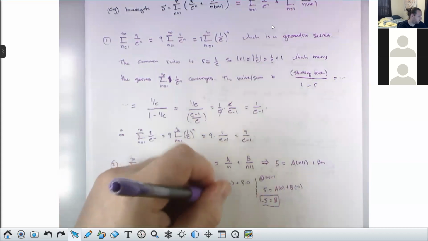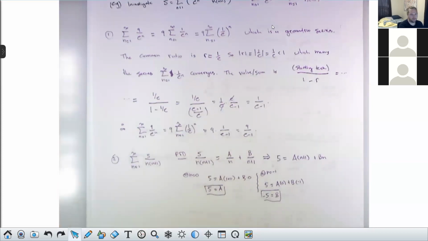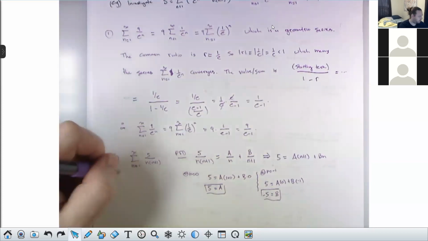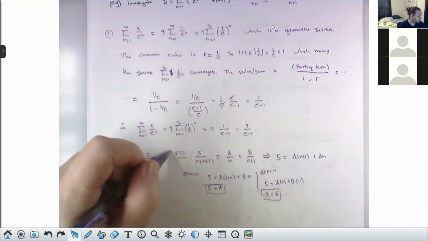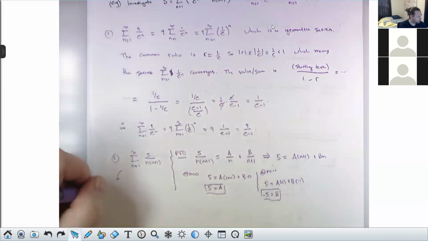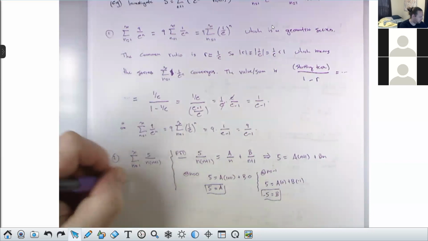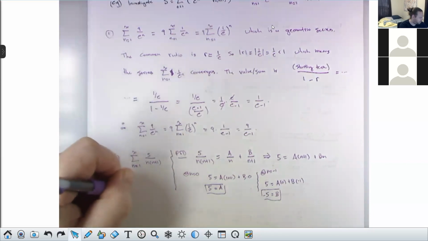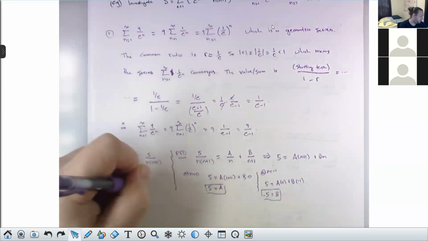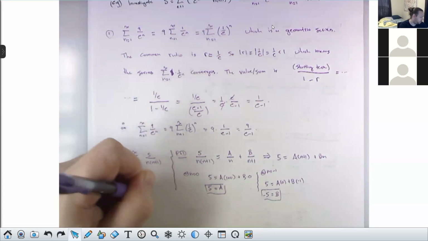So this is the result from my partial fraction decomposition, which tells me that this series is equal to sigma. Now I left the 5 in with my partial fractions, right? So this is going to be 5 over n minus 5 over n plus 1.